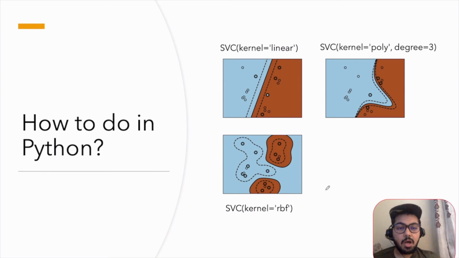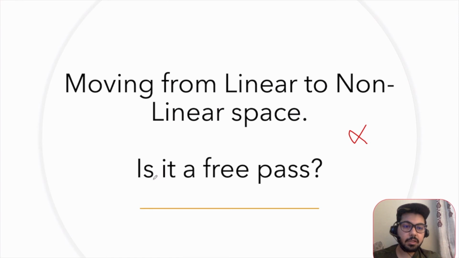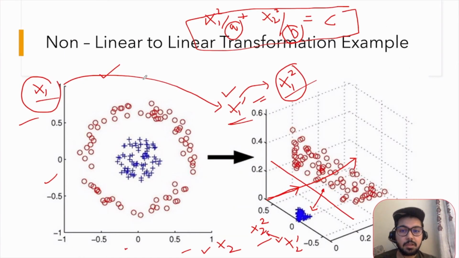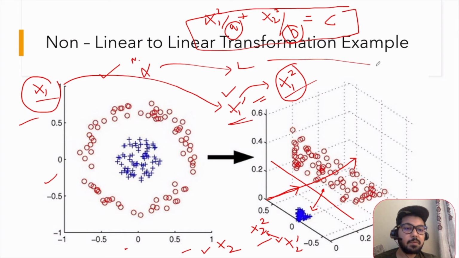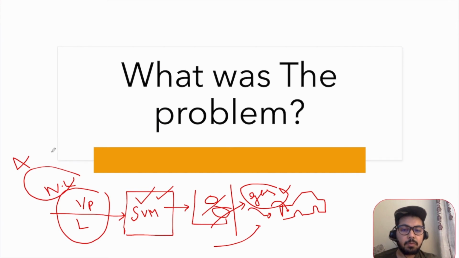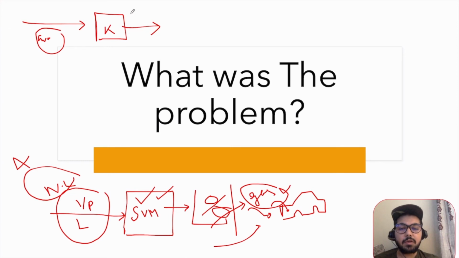Okay, so how to do it in Python? Basically we know that the kernel is responsible for the transformation of non-linear data into linear data, and this linear data is being fed into the SVM model. The problem was that we have been given quadratic data, and I said that I will put a kernel before SVM which will be responsible for conversion of this quadratic data into linear data by transformation of the features.